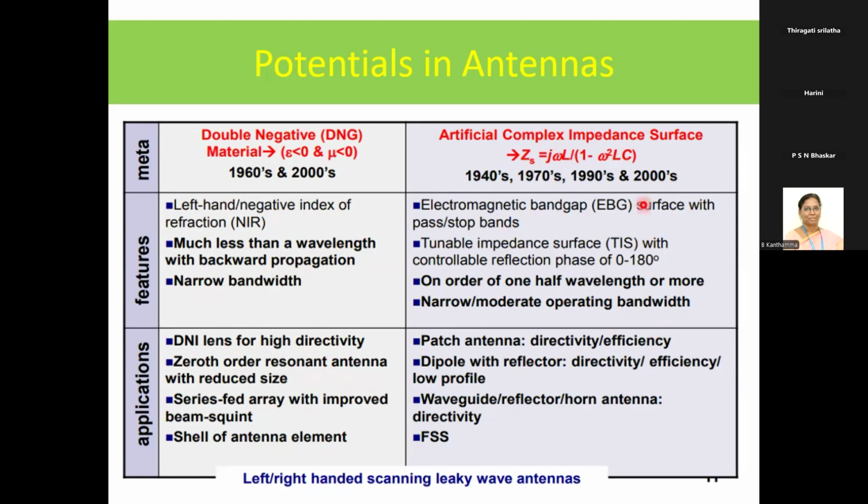And what about the application of AMCs in antennas? Electronic band gap structures have pass and stop bands. They have tunable impedance surfaces with controllable reflection from 0 to 180 degrees, on the order of 1/2 wavelength or more.